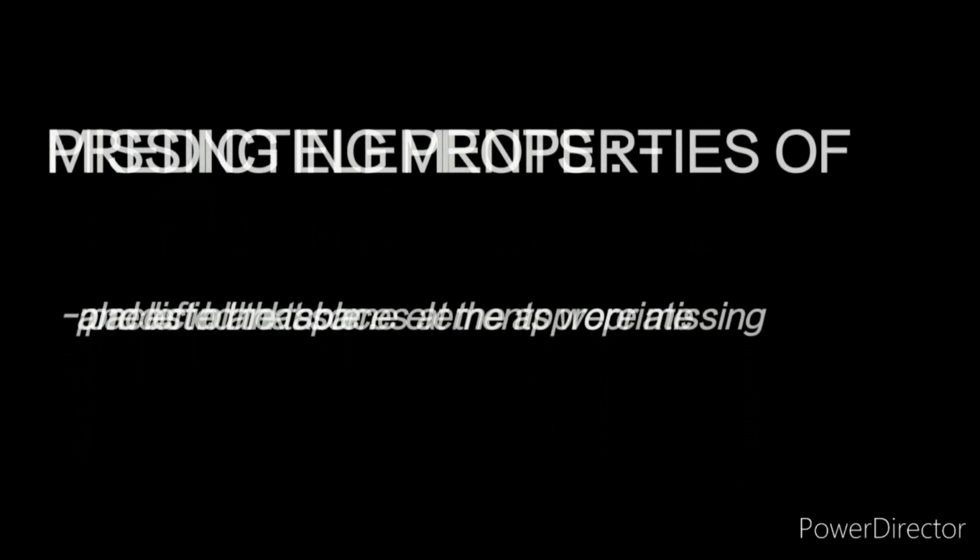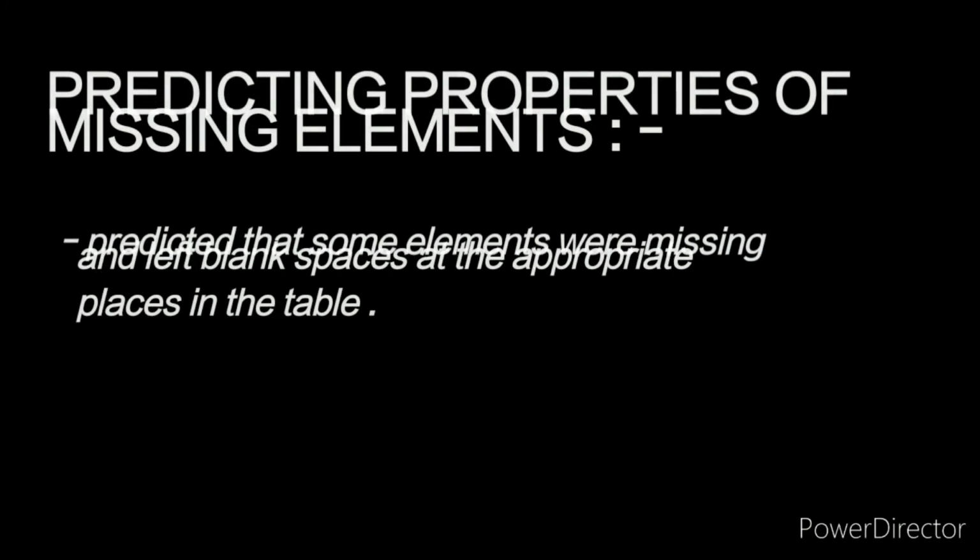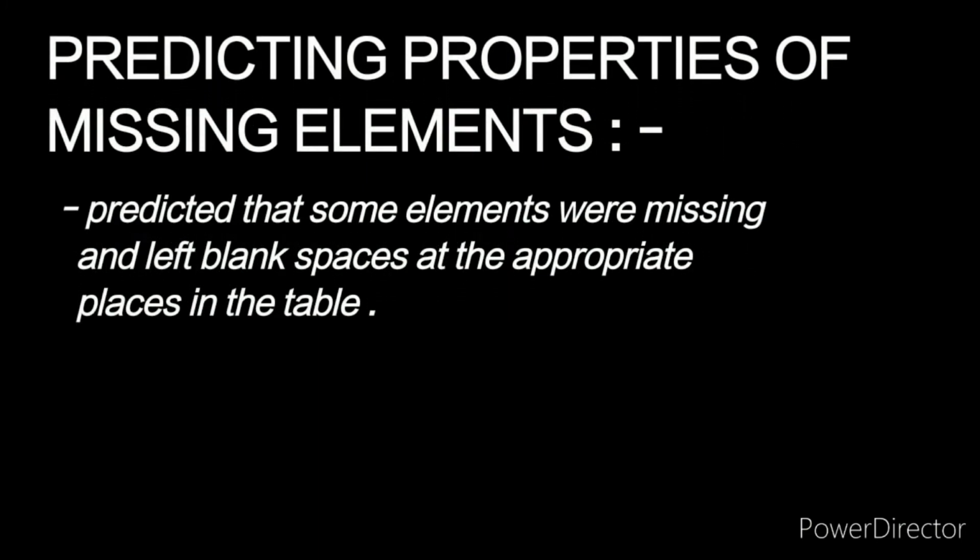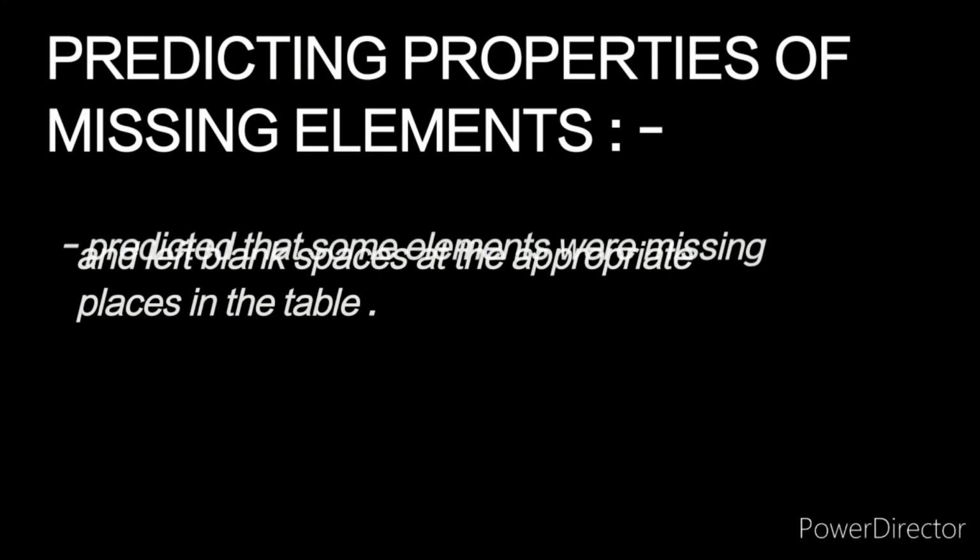Third one, predicting the properties of missing elements. Based on the arrangement of the elements in the table, he predicted that some elements were missing and left blank spaces at the appropriate places in the table. Mendeleev believed that some new elements would definitely be discovered. He predicted the properties of these new additional elements in advance, purely depending on his table. His predicted properties were almost the same as the observed properties of those elements after their discovery.